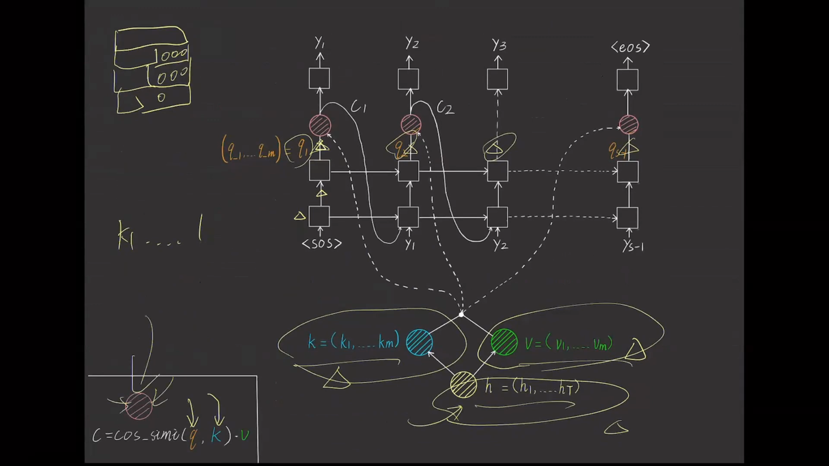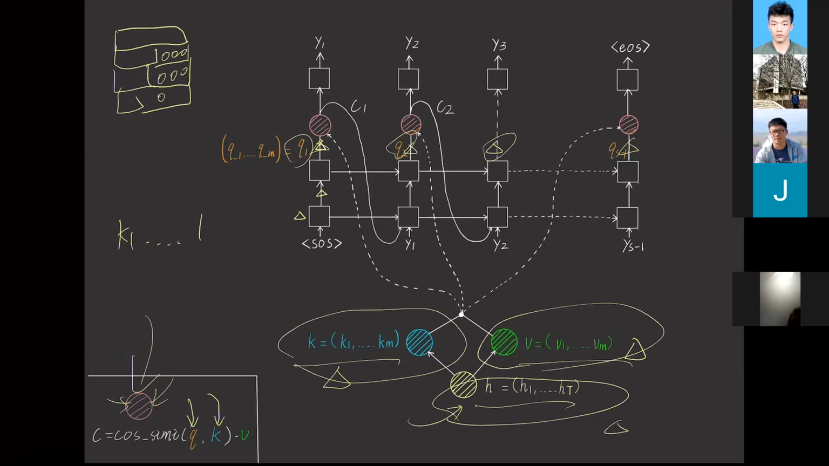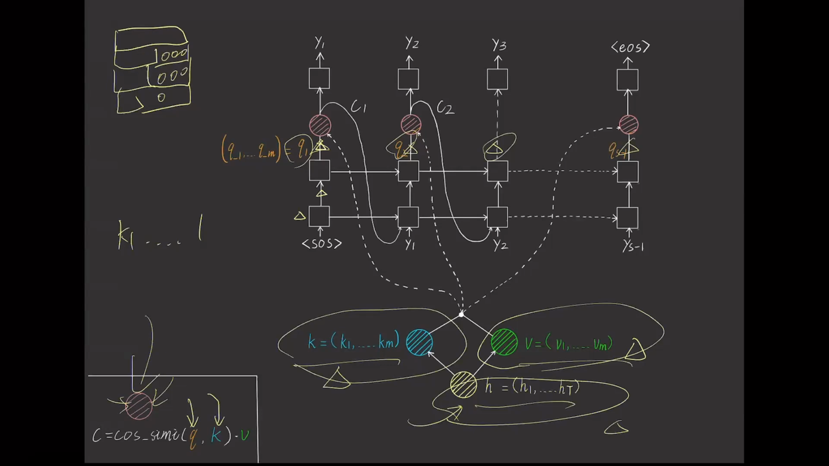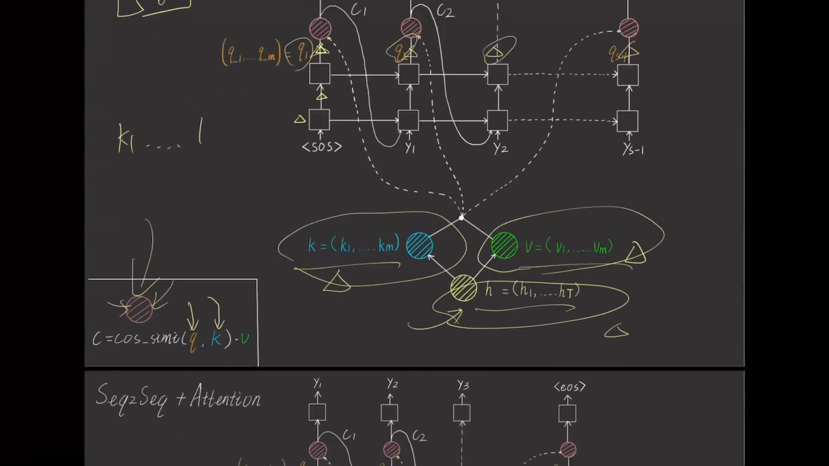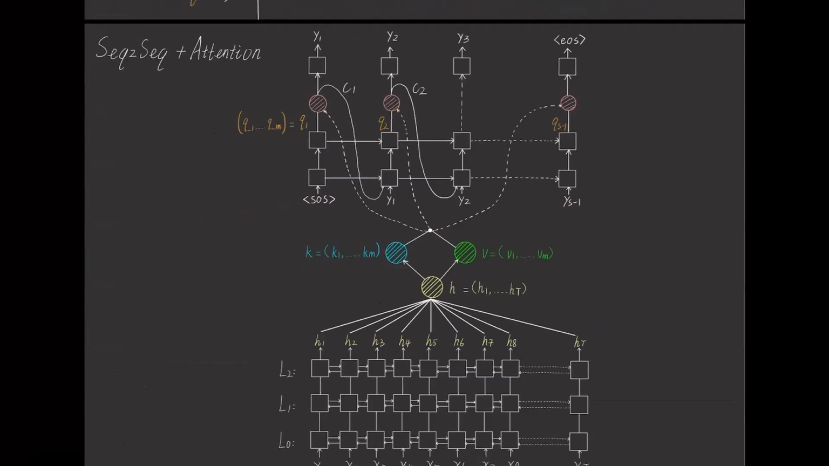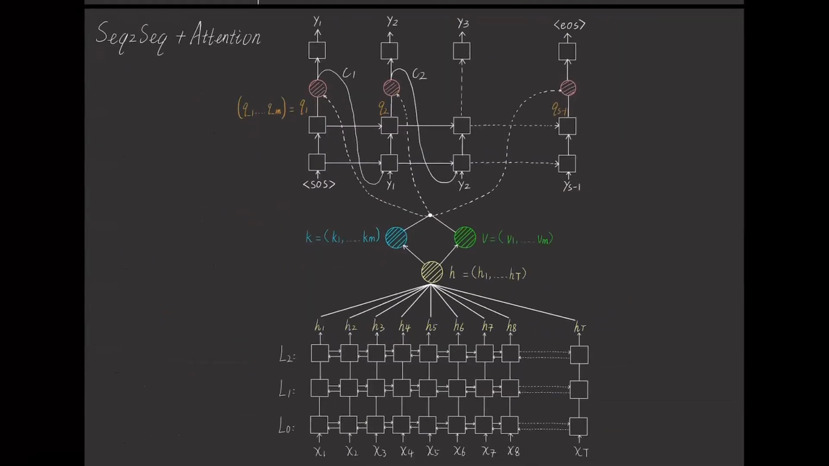Basically, it's just like doing the same thing when you extract some information from the data set. You calculate the similarity between your query and your key to get a similarity array, and then use that array to get the value, right? The value in your data set. And then put everything together, it will look something like this. Sequence to sequence model plus attention.